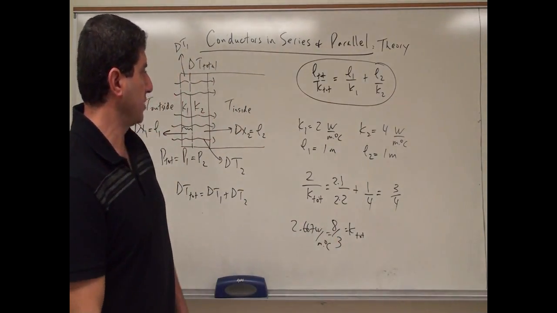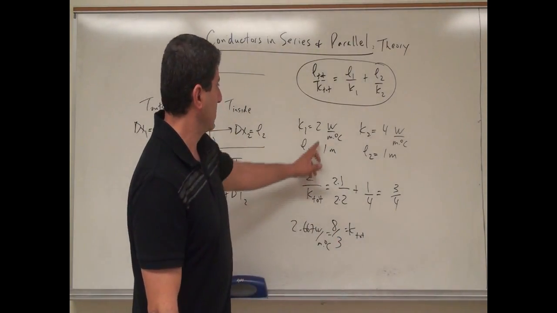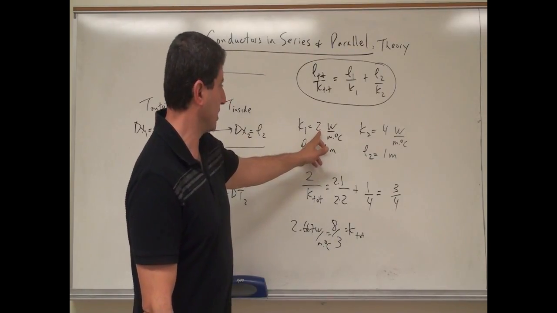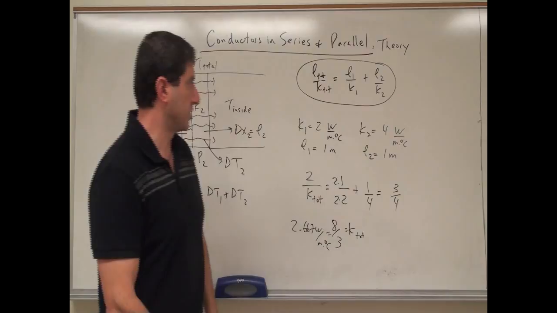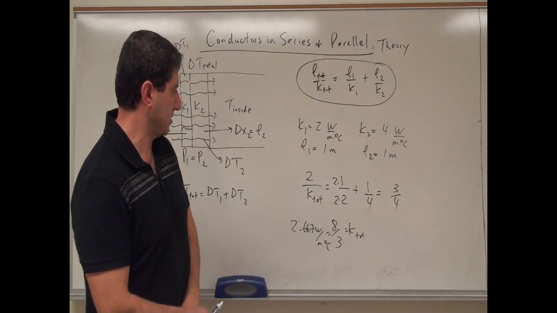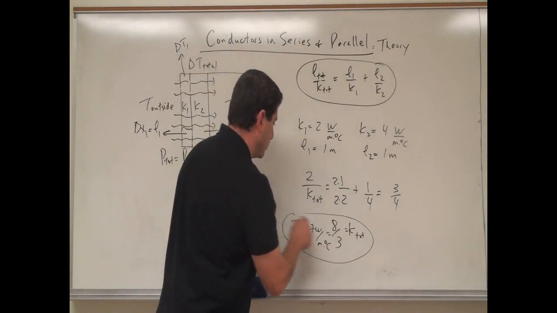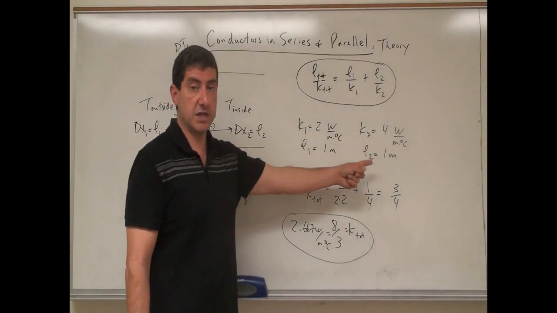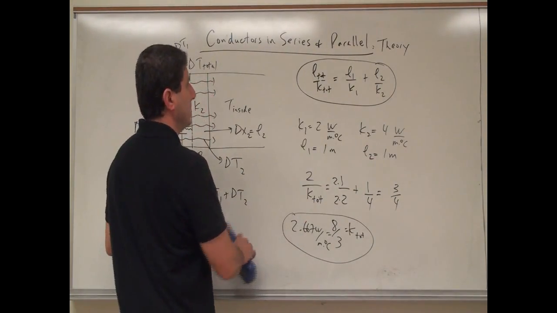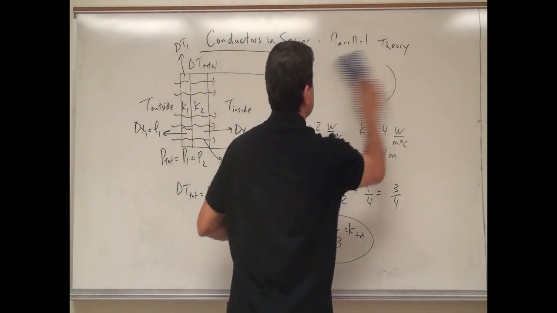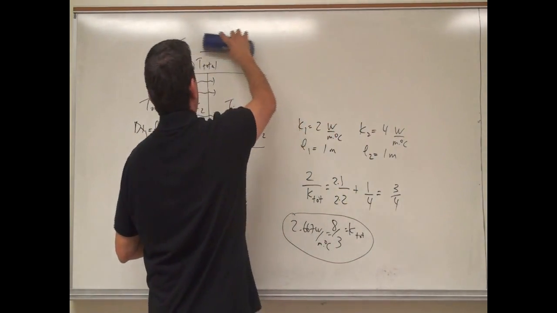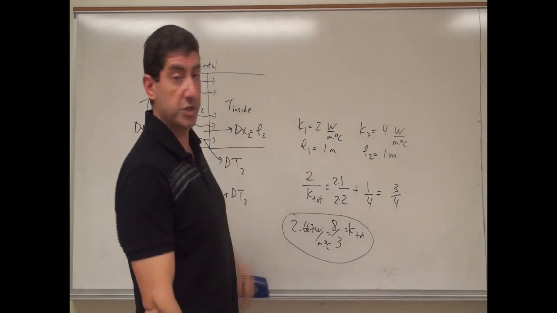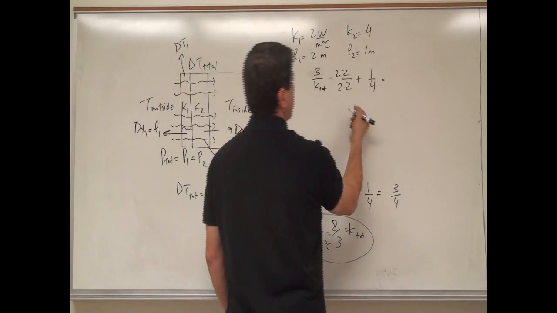So the K total ended up becoming closer to the 2, right? A little bit larger than the 2, but smaller than the K2. So it ended up being somewhere in between the two, okay? So it all depends on their thicknesses also, okay? So let's change this around a little bit. What would happen if the thickness of K1 was larger?